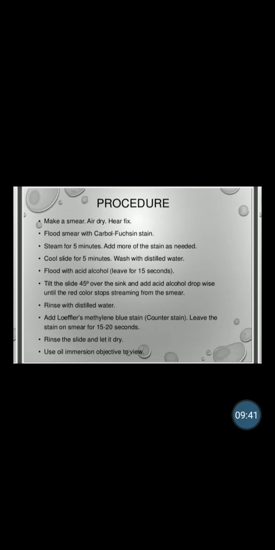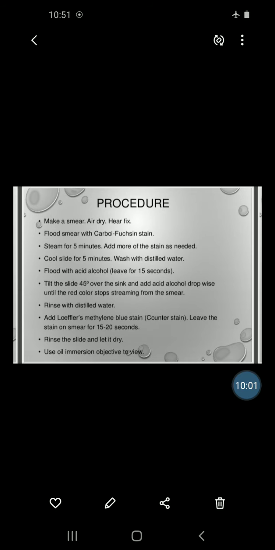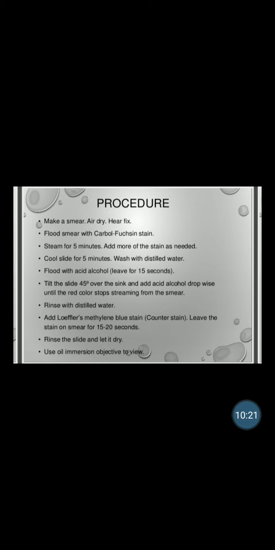Next we will see the procedure for acid fast staining. First, make a smear, then air dry, then heat fixation. As I already discussed, what heat fixation is and the preparation of a smear, in detailed procedure. Then flood the smear with carbol fuchsin, that is the primary stain, then steam for 5 minutes, then add more of the stain as needed, then cool the slide for 5 minutes. After cooling, wash the slide with distilled water, then flood with acid alcohol, that is the decolorizer.